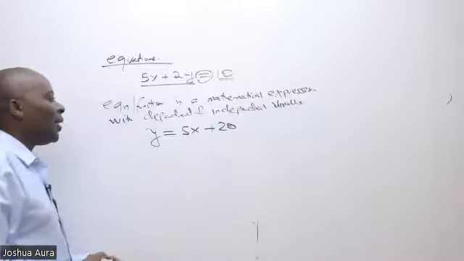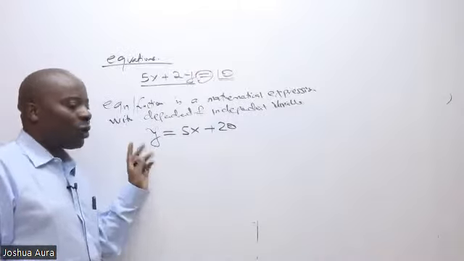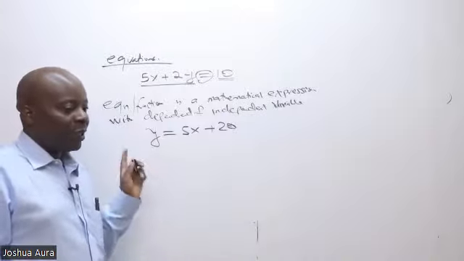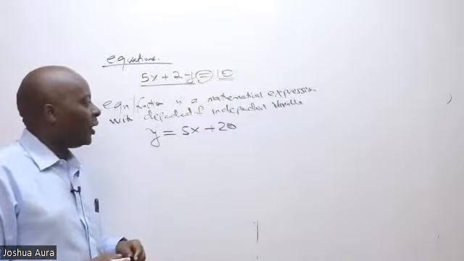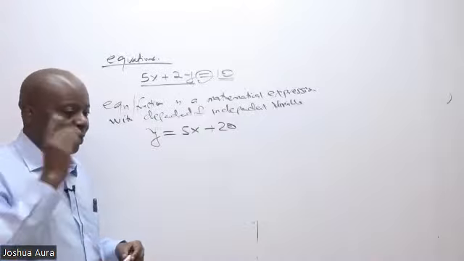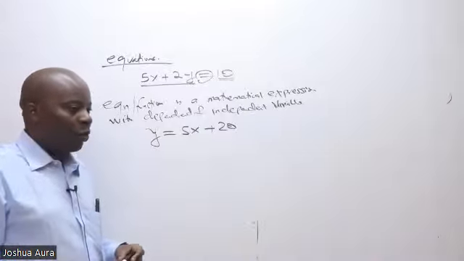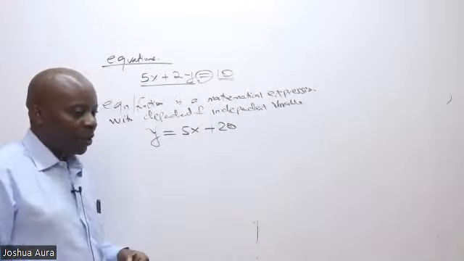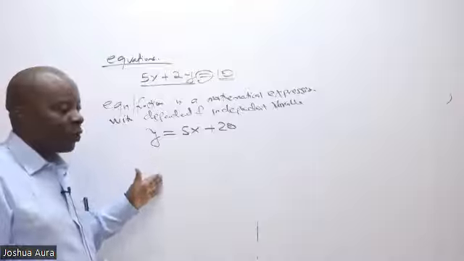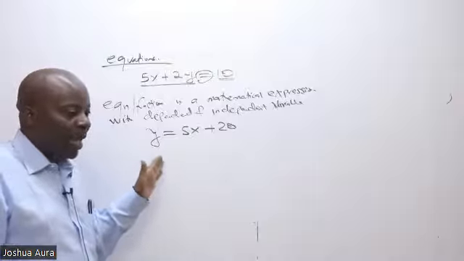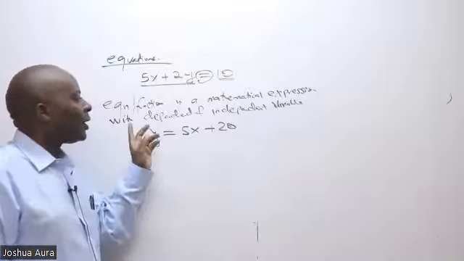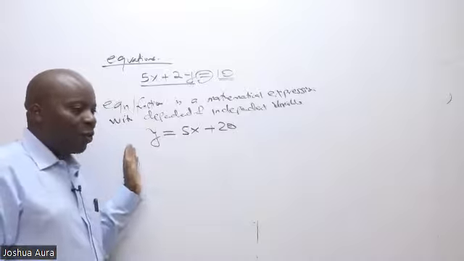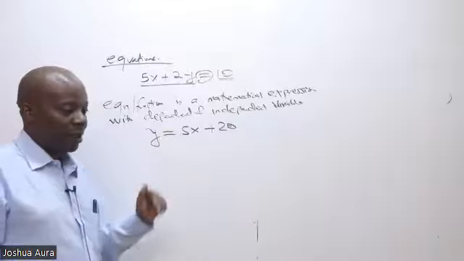can somebody tell me, from this expression, which one will be the dependent variable? Somebody talk to me this morning. In this case, it is y that is depending on x. It is y which is dependent on x.